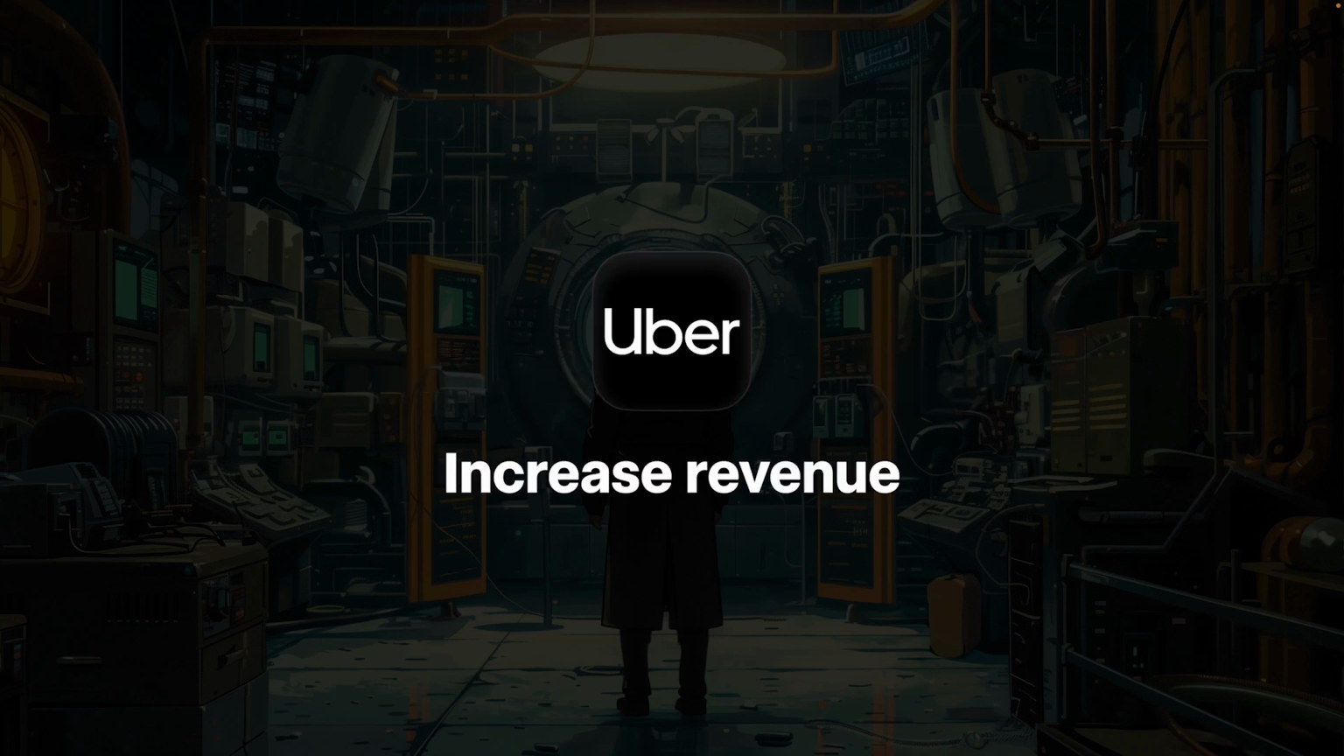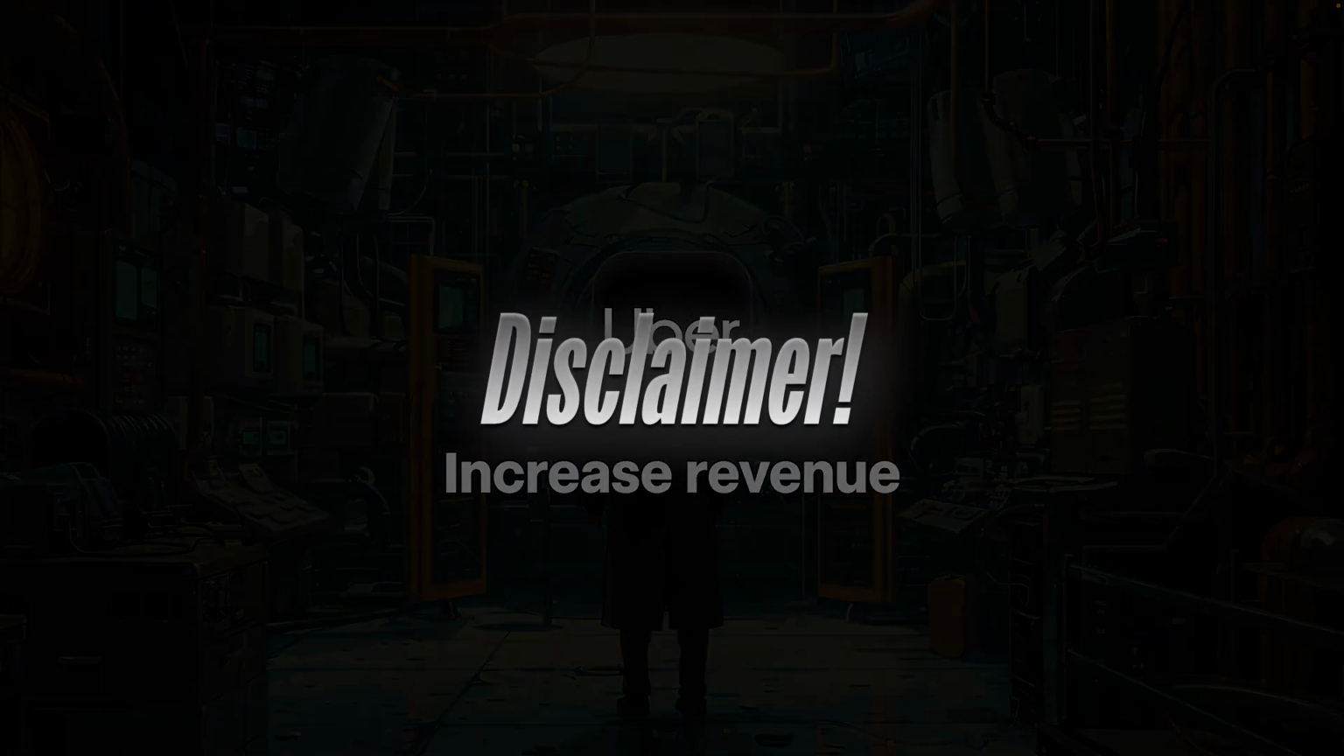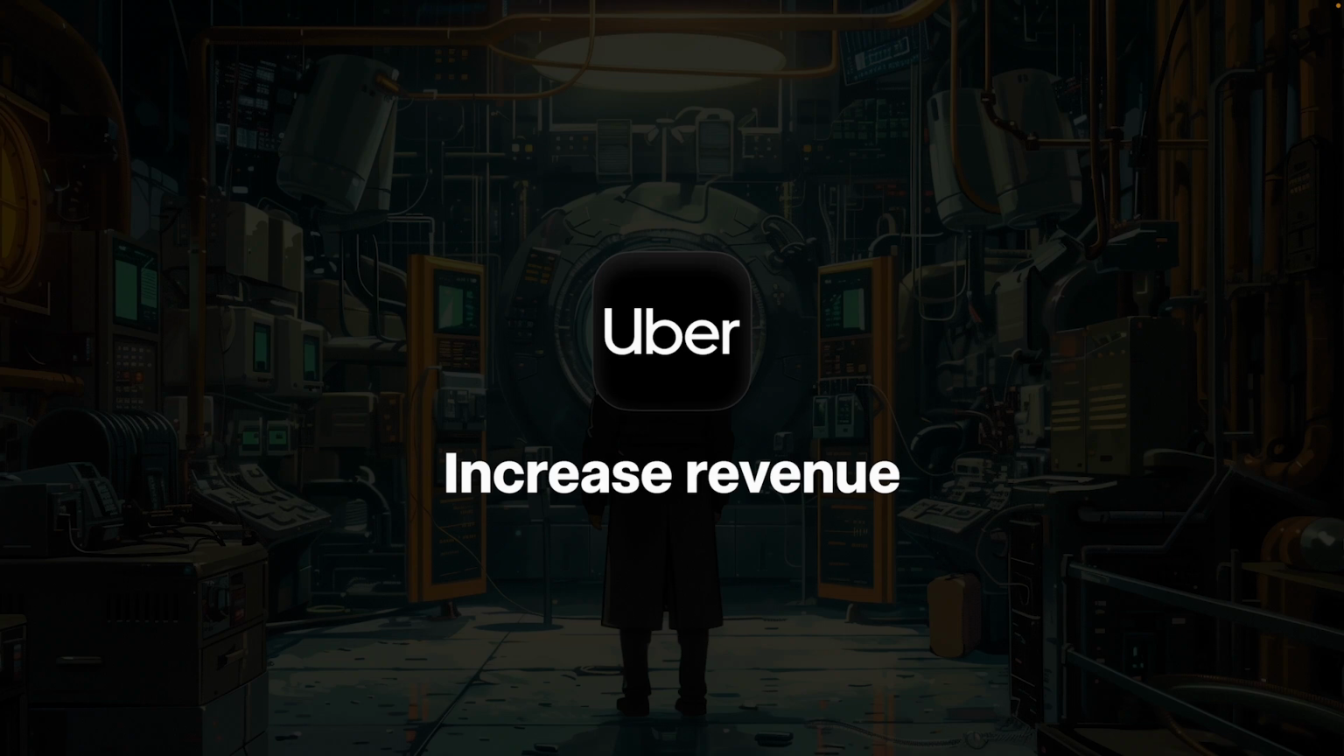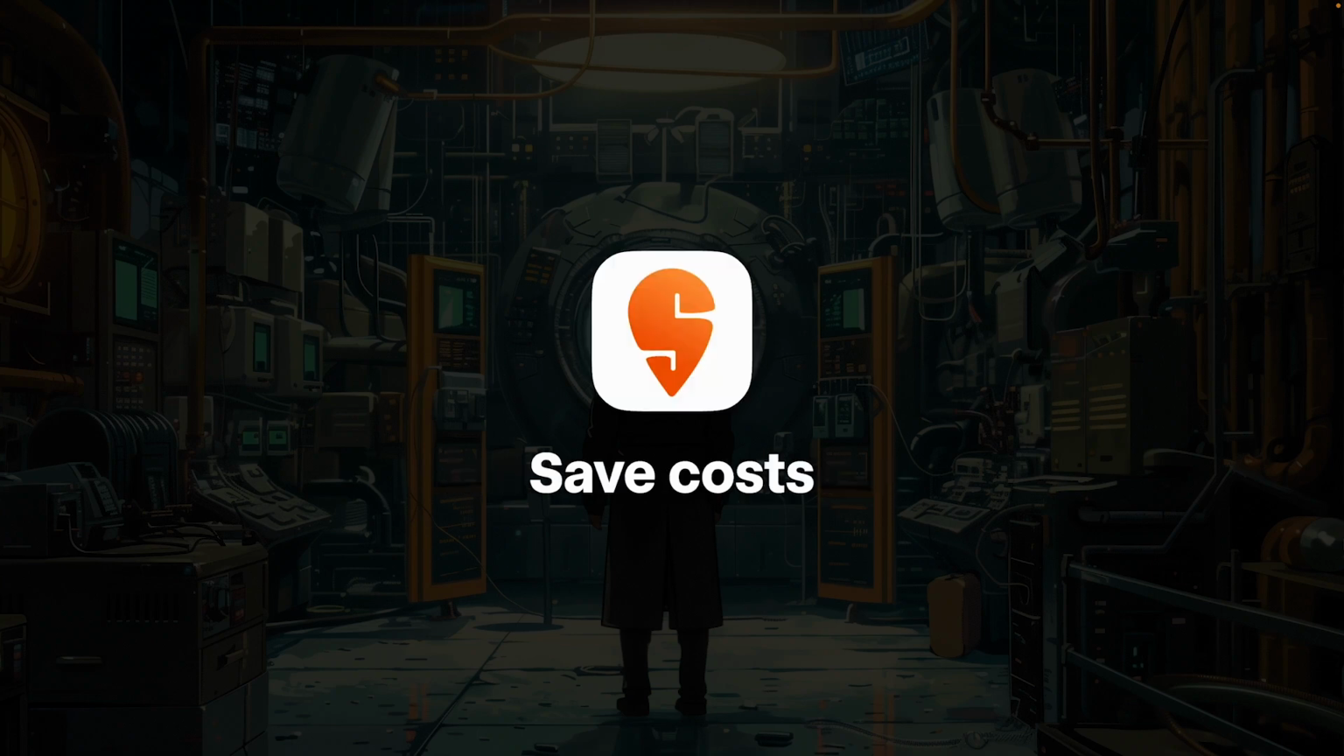So let's take a few examples over here, right? Let's take Uber, right? Today, Uber has a very big market share, and their primary objective is to increase revenue. Of course, I'm making a lot of assumptions over here. Of course, I've never worked for Uber, nor do I know how decisions are made in Uber. But I believe that Uber is just trying to maximize revenue as much as they can because they've got a really good market share. Companies like Swiggy, they're primarily trying to save costs.